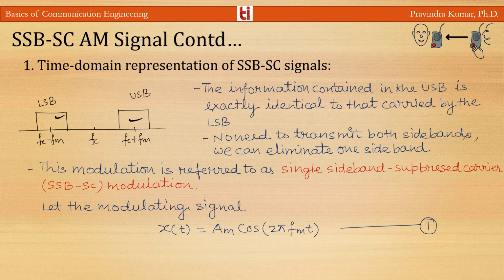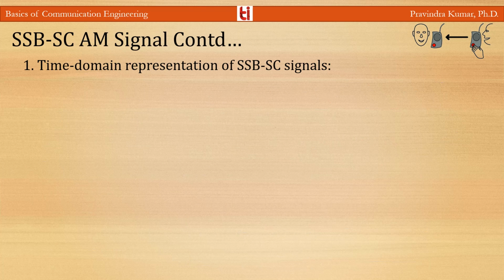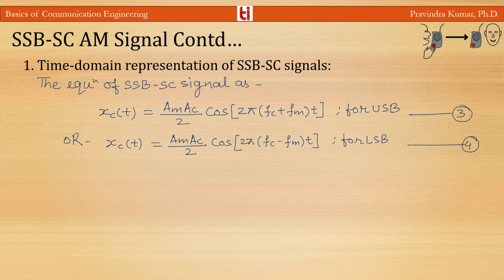Let the modulating signal x(t) be Am cos 2 pi fm t, a single tone signal, and the carrier be Ac cos 2 pi fc t. We can represent the equation of the SSB-SC signal xc(t). It will be Am Ac by 2 cos 2 pi (fc plus fm) t for the upper sideband and Am Ac by 2 cos 2 pi (fc minus fm) t for the lower sideband, as you know from the previous lecture.